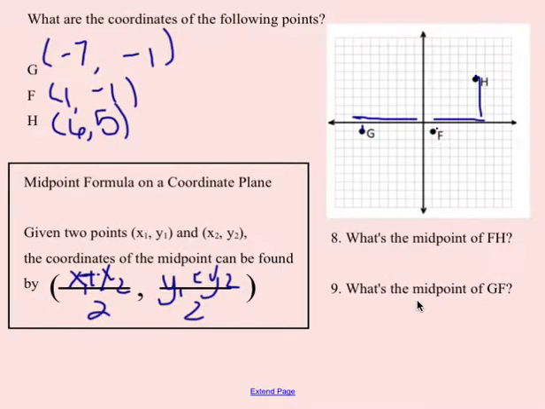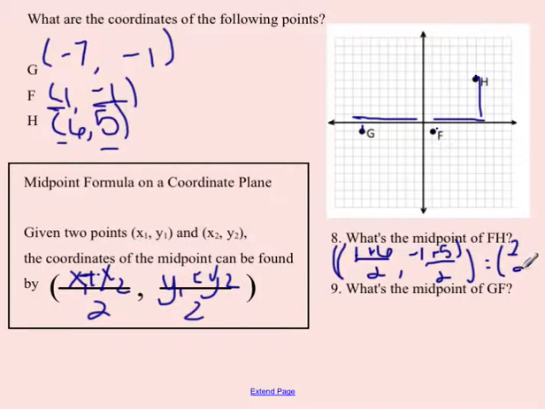Okay, so to calculate that out, what we're going to do is figure out FH. So we're going to take our x coordinates, 1 plus 6, and divide that by 2. And then our y coordinates, negative 1 plus 5. So we're going to keep them negative if they're negative. Then for this one, 1 plus 6 is 7, and so we're going to get 7 halves.